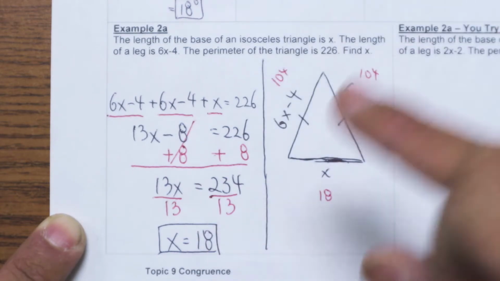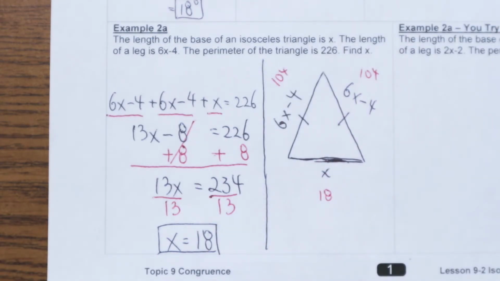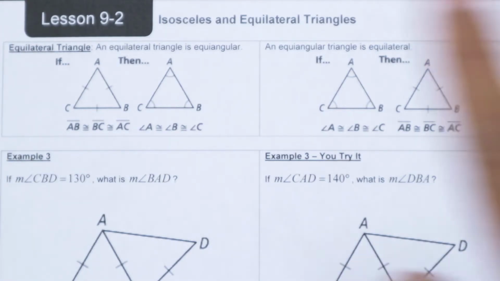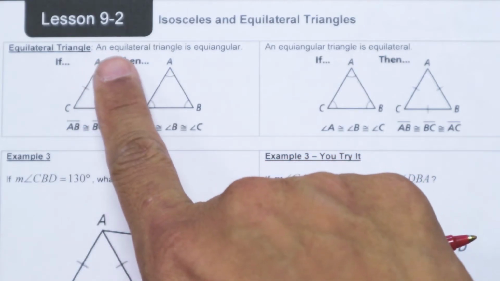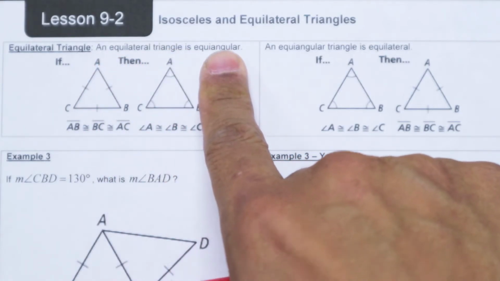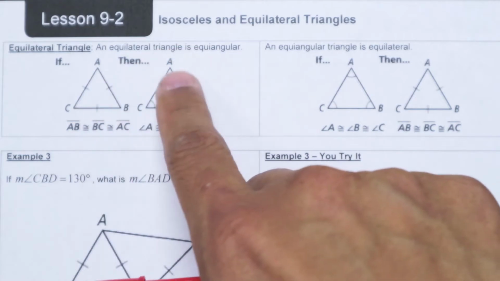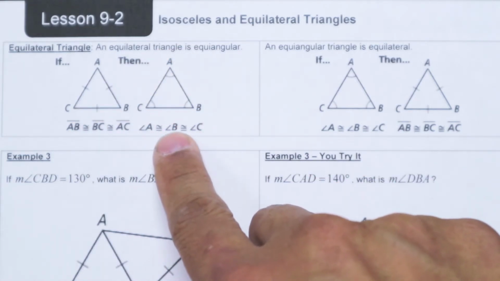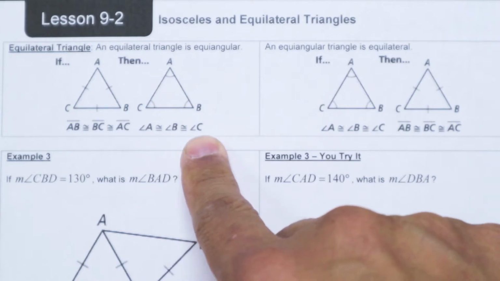And that's how you know that your x that you found is correct. We're going to continue this lesson with another type of triangle. And here we have something called an equilateral triangle. And these two facts are very easy, these two properties. The first one says an equilateral triangle is equiangular. That means if all three sides are equal, all the angles are also equal. So angle A is congruent to angle B, which is also congruent to angle C.